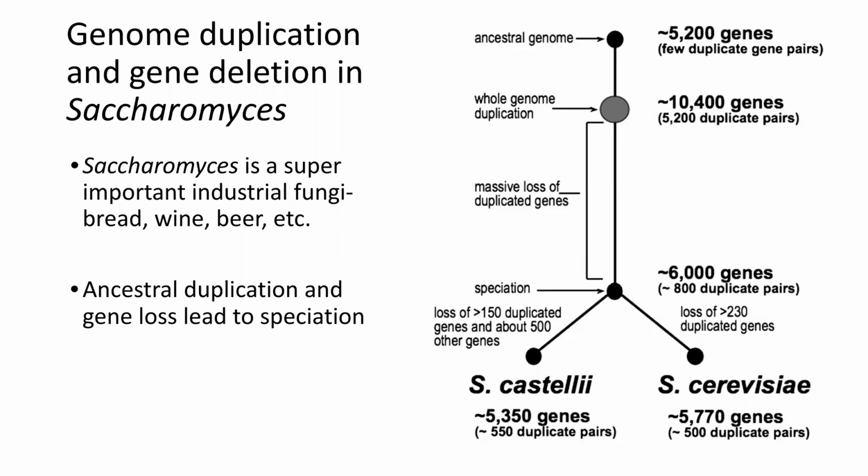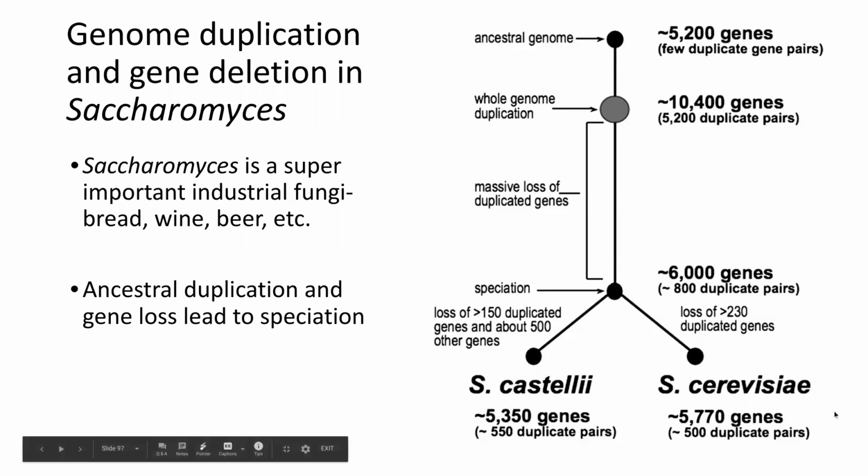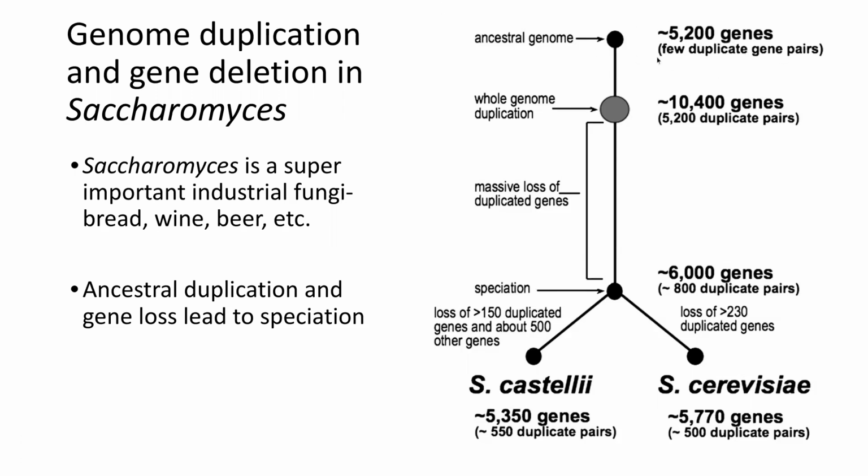What ends up happening is we have two modern Saccharomyces relatives, Saccharomyces castellii and Saccharomyces cerevisiae, and they had some sort of ancestor. This ancestor had about 5,200 genes. It had a whole genome duplication event, leading to about 10,000 genes. Through time, it lost thousands of genes until it got down to about 6,000 genes.